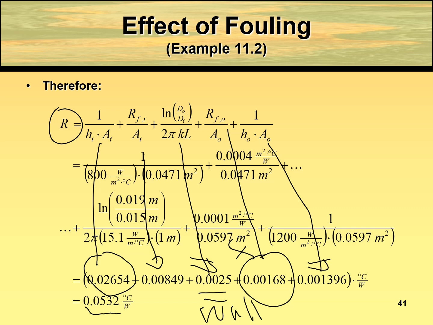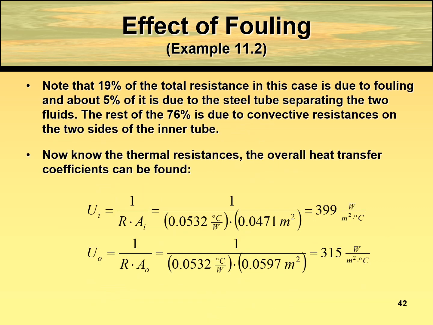So 0.02654 is almost 50% of the total thermal resistance, happening in the internal flow. And then 0.008 plus 0.001, which is 0.009, is almost about 16% of the overall thermal resistance due to the fouling effect. So you will see about 16% contribution by deposits. So from here, it's not 16%, it's 19% of the total resistance that is due to the fouling.